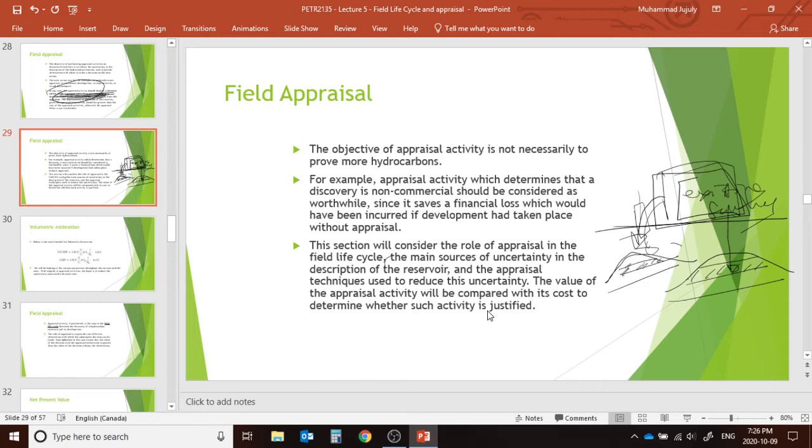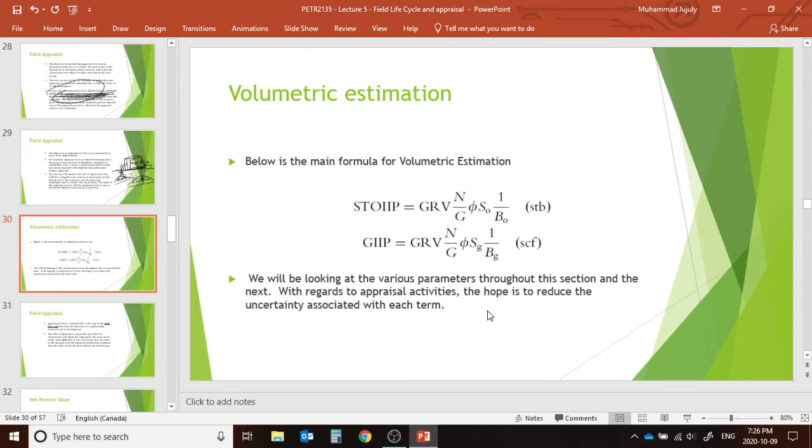So what we need to do? We need to reduce the uncertainty. How do we actually reduce the uncertainty? Okay, so from all the previous lectures we already know what the STOIIP is, right? We already know that, and we now have a better idea.